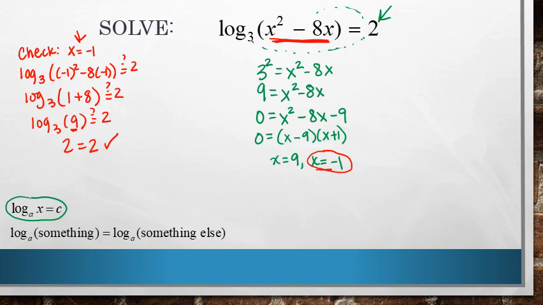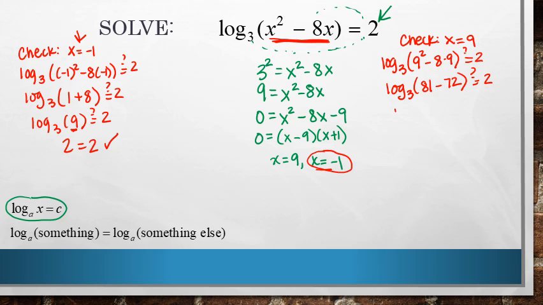Now let's see what happens when I check x equals 9. When I substitute that in, I get log base 3 of 9 squared minus 8 times 9. Does that equal 2? So I get log base 3 of 81 minus 72. Does that equal 2? Log base 3 of 9. Does that equal 2? And the answer is yes, 2 equals 2. So that also checks out. So in this case, I actually have two answers, negative 1 and 9, and both of them checked.